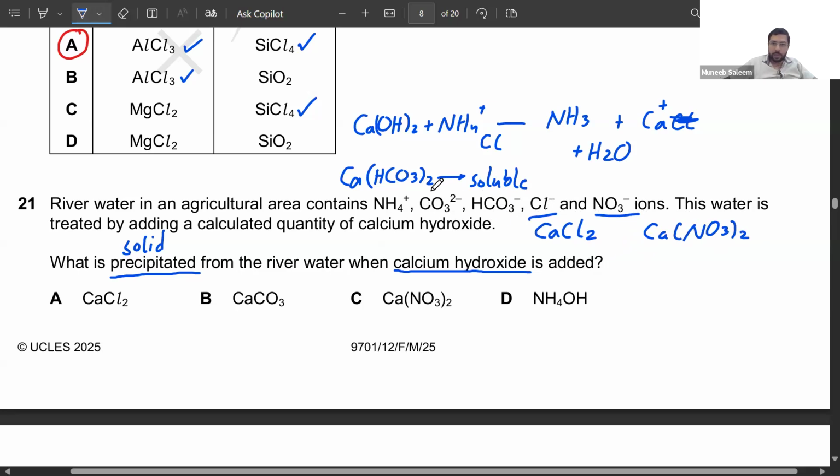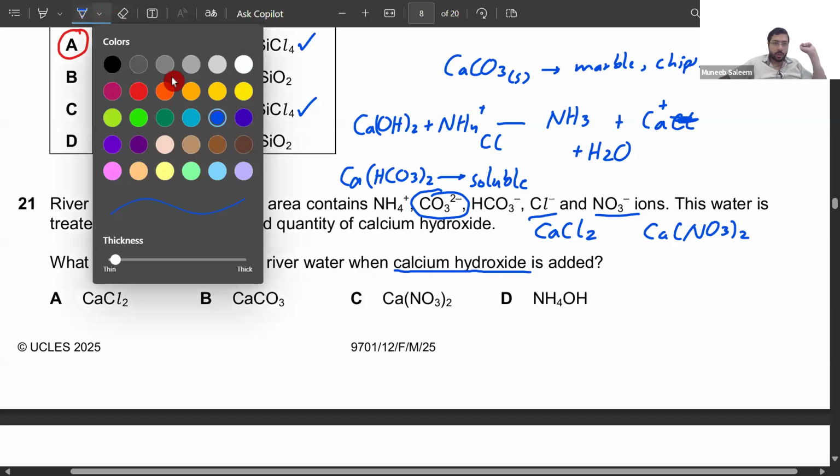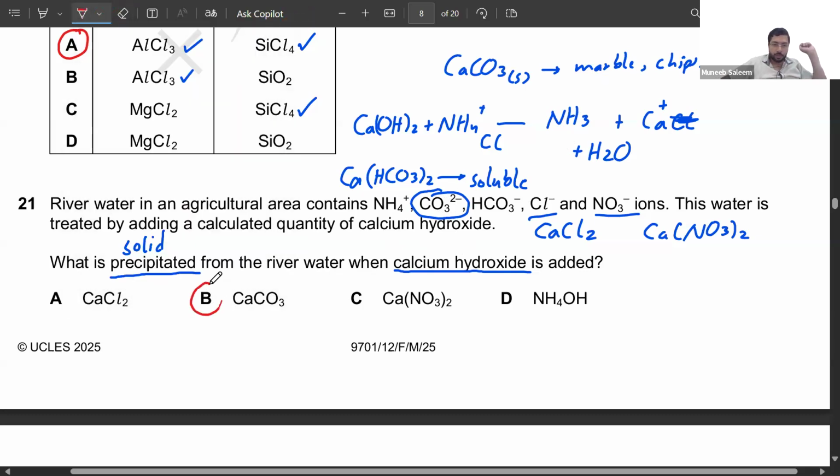But what about the carbonate? You know that calcium carbonate is a solid compound. It is solid, that's why we call it marble, chips, limestone, whatsoever you know about it. So this compound is a solid compound. That's why there will be a formation of the precipitate when calcium hydroxide reacts with the carbonate ion. So the correct option becomes the B option.